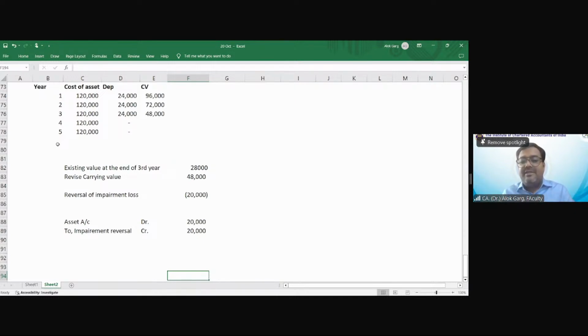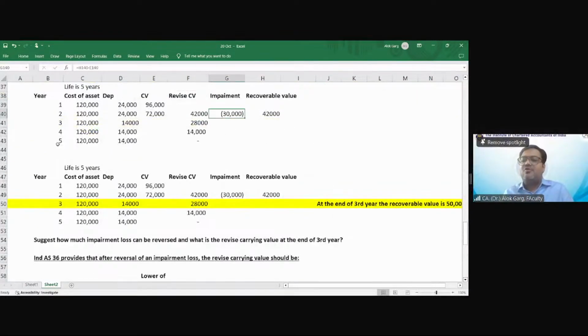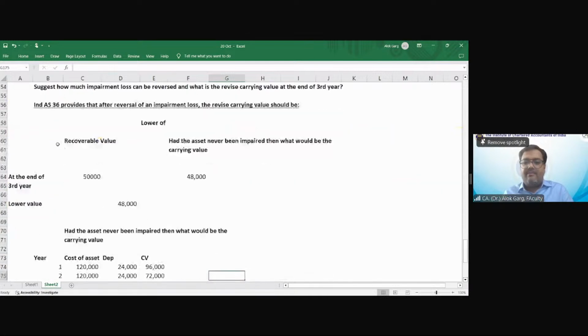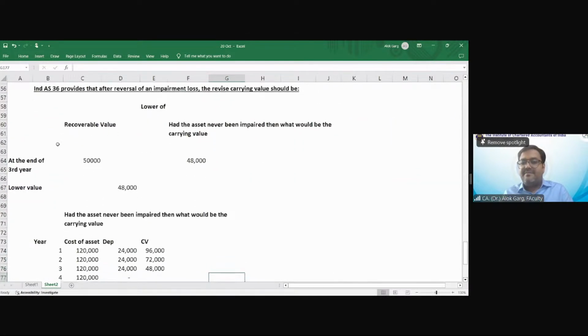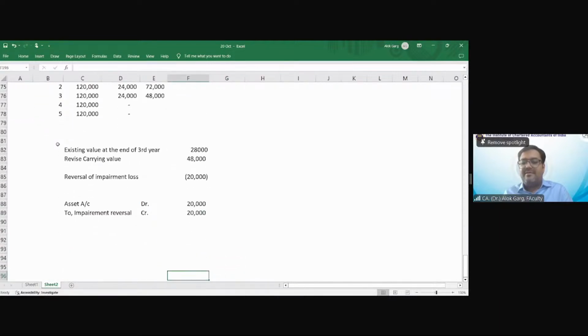Right? But in this case we are reversing only 20,000 and we have already debited 30,000 in the P&L. So everything goes to P&L. Is that right? Is that correct? Shall I make this example more complex?